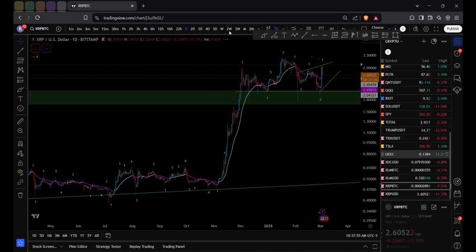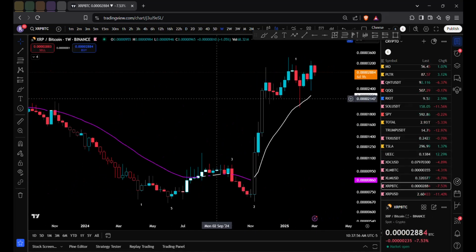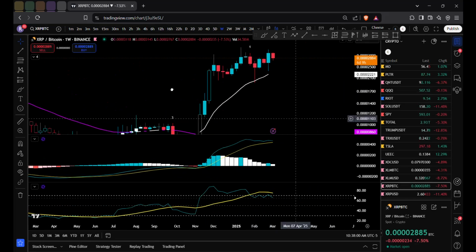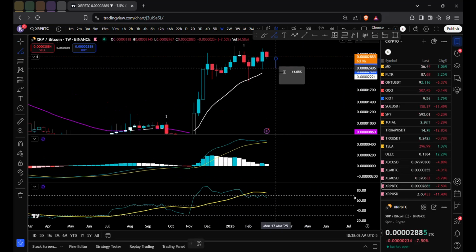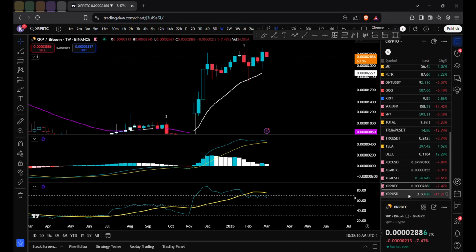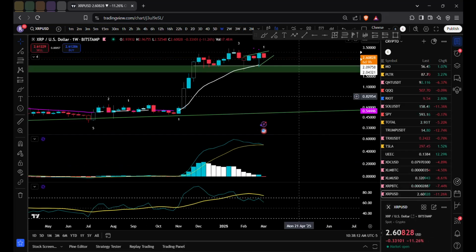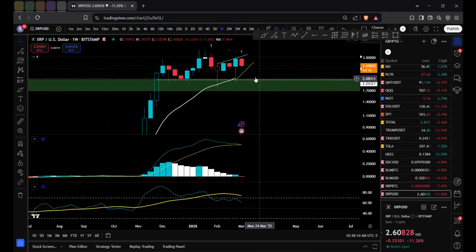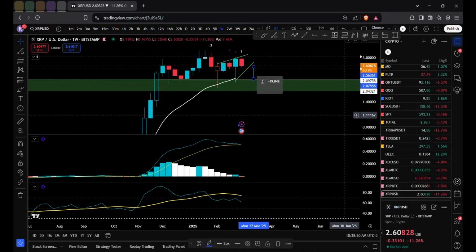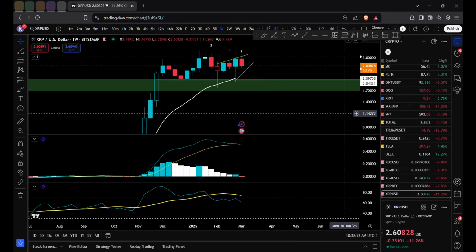How would that happen? That would happen if we bleed versus Bitcoin and go back down 20%. Yeah, I could see that. 20%. If you go down 20% versus Bitcoin and Bitcoin goes down as well, we could potentially go back down to the 205 level. There it is. 20%. So set your alerts.